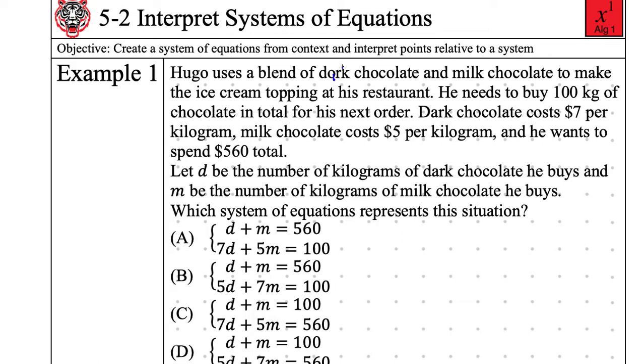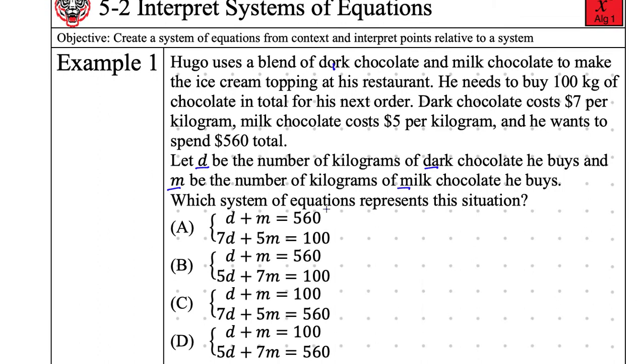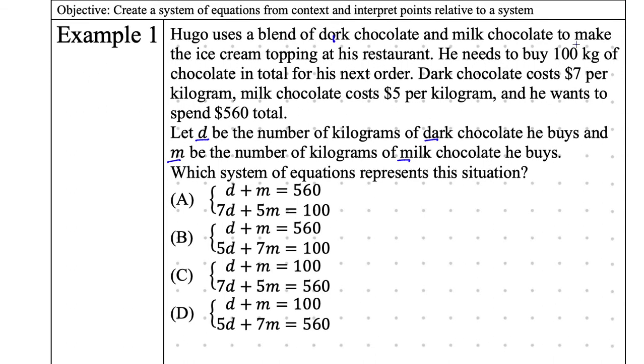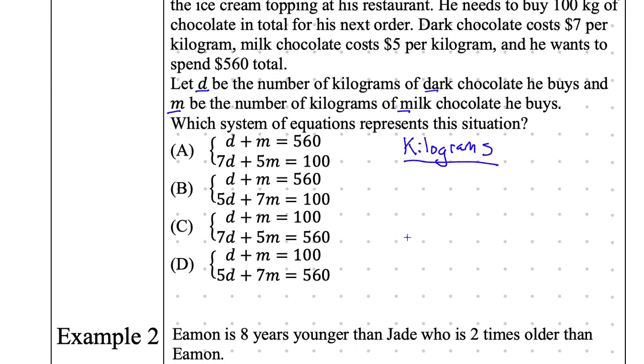So we're going to let D be the number of kilograms of dark chocolate. D for dark chocolate, so that makes sense, right? And M is going to be milk chocolate. Which of the following represents the situation? So let's go ahead and write what's happening here. So in total, we need 100 kilograms. So if D is the number of kilograms, there's going to be an equation representing kilograms, and then there's going to be an equation representing money.